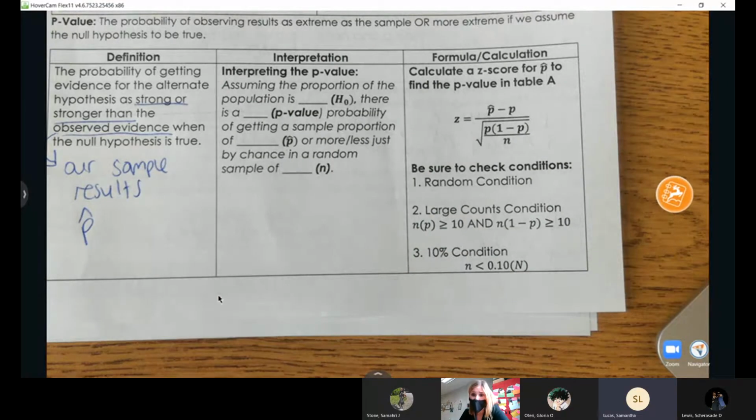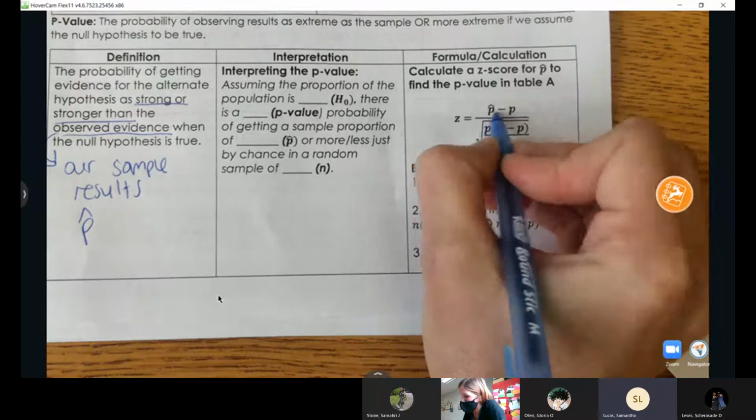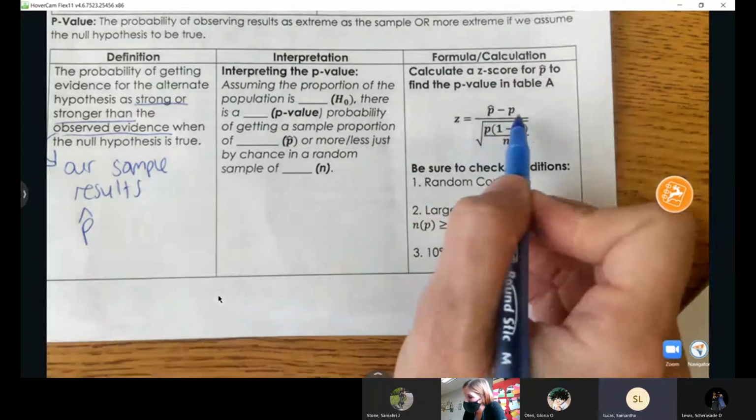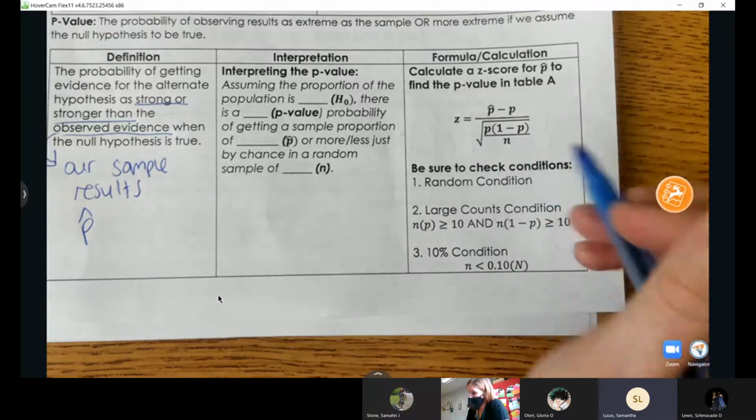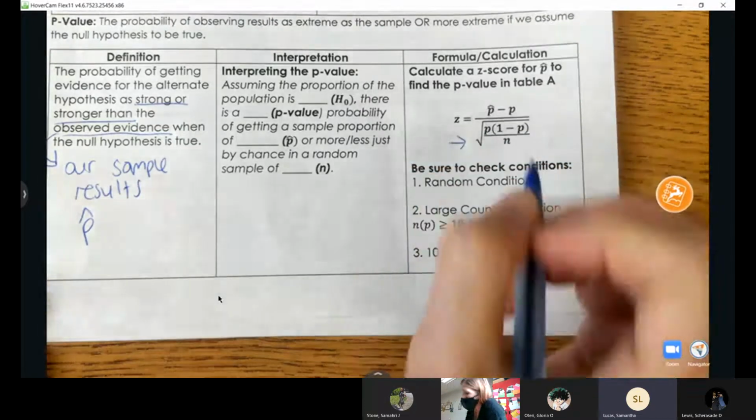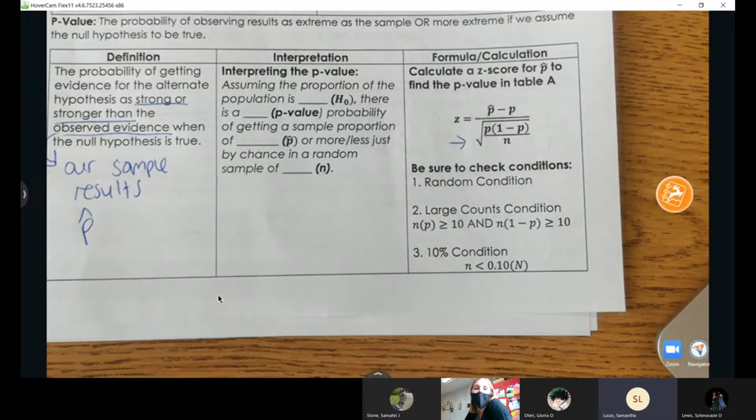All the significance test is just a z-score. That's it. So it sounds intense, but the actual formula is a z-score. Normally our z-score formula is value minus mean over standard deviation. So here it's going to be sample minus parameter, so our p hat minus our p over the standard deviation. Now, what do you notice about the standard deviation formula? Does it use p hat or p? P.